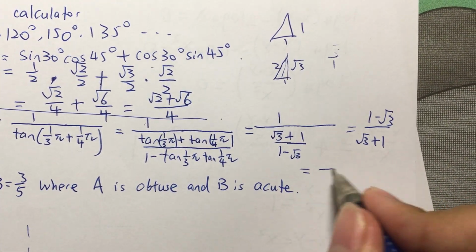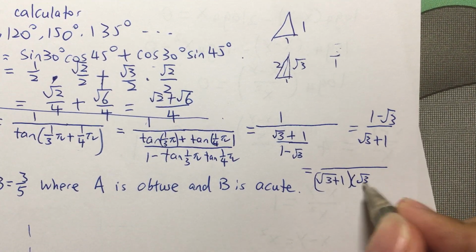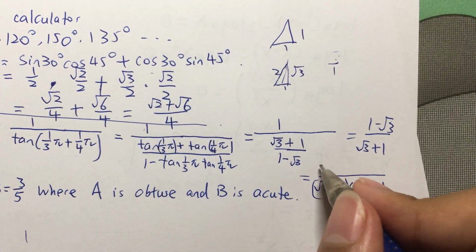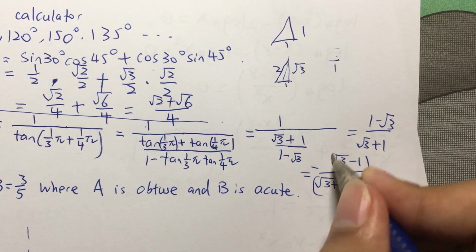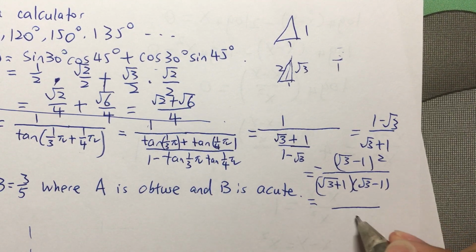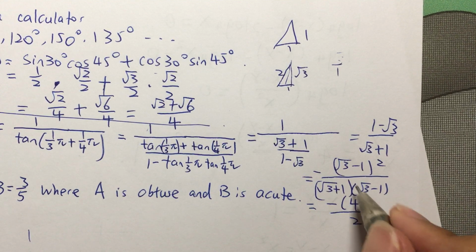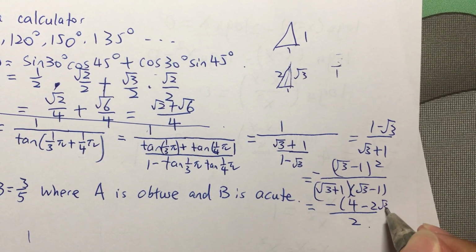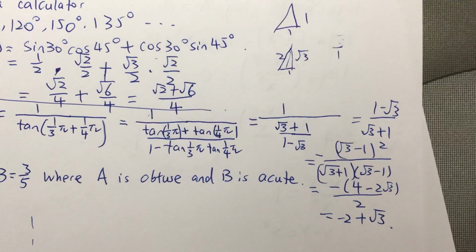And let's do some simplification. Square root 3 minus 1, and here will become negative, square root 3 minus 1 bracket squared, and that is going to be 3 minus 1, which is 2, and negative bracket 4 minus 2 square root 3, which is negative 2 plus square root 3, and that is our answer.